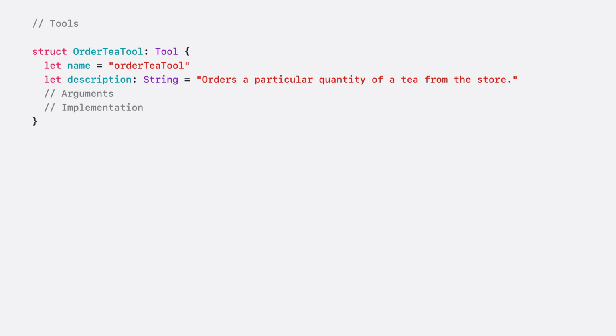Now, I don't know about you, but I can't build any agents without a cup of my Darjeeling black tea. So before we do anything else, we'll build a tool to order teas. To define a tool, we conform to the tool protocol. We specify the name, description, and arguments to the tool. The model uses this metadata to understand our tool's purpose and how to call it. Then we provide the actual implementation that is run when the tool is called.